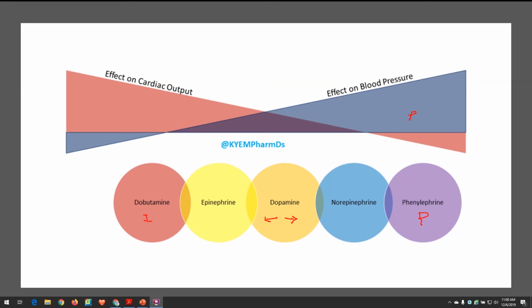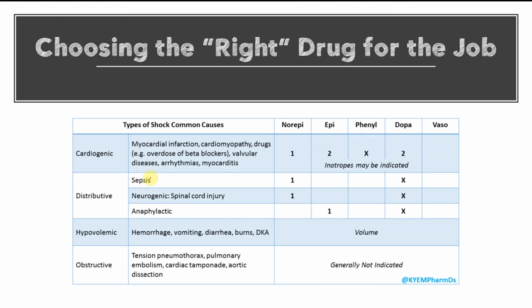Now, when it comes to choosing the right vasopressor, right inotrope for the job, this list includes the preferred first line vasopressors, first and second line.